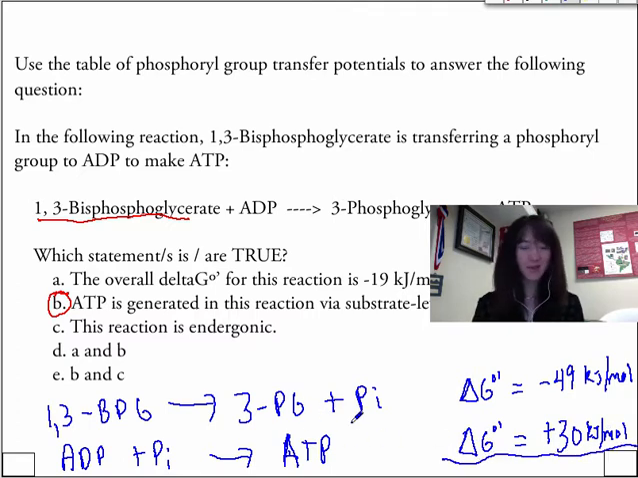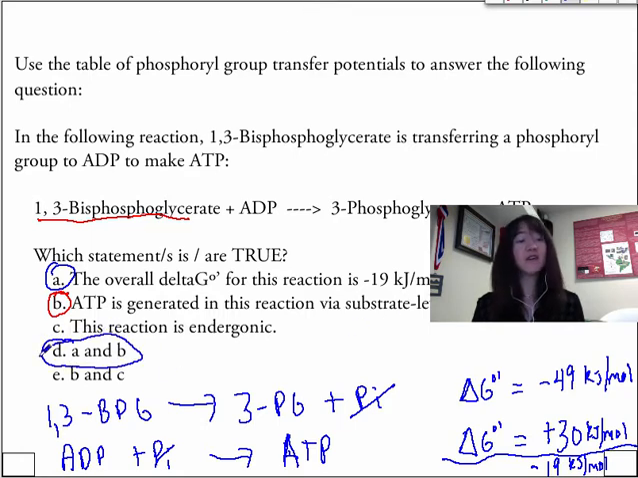Oh, and you get to cancel stuff here too, right? Because the inorganic phosphate was essentially transferred from 1,3-BPG onto ATP. So now we can do a little math, and Jonathan is saying to himself, this is minus 19 kilojoules per mole, and maybe he's already come up here and circled the overall delta G naught prime for this reaction is negative 19 kilojoules per mole. So it looks like our actual answer here is A and B only, right? That's our answer there. Okay.